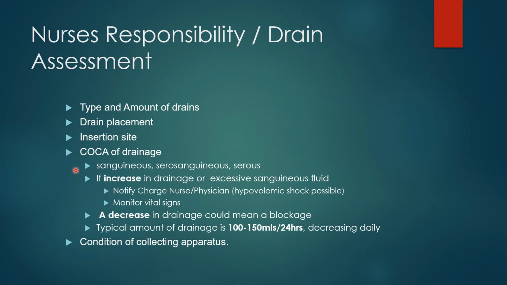We're going to want to note the amount of drainage that is coming out of this drain. We're going to want to note if there is an increase in the drainage amount or change in the drainage consistency, as this may indicate a hemorrhage and require further intervention. If we are suspecting a hemorrhage, we are to monitor vitals and report to the charge nurse or to the physician. Any significant decrease in drainage could mean that there is a blockage in that drainage tube, which is also something that we need to report to the physician.